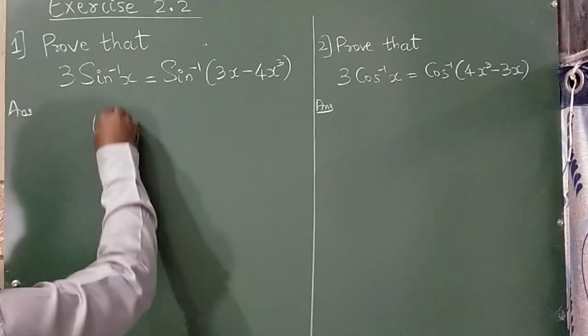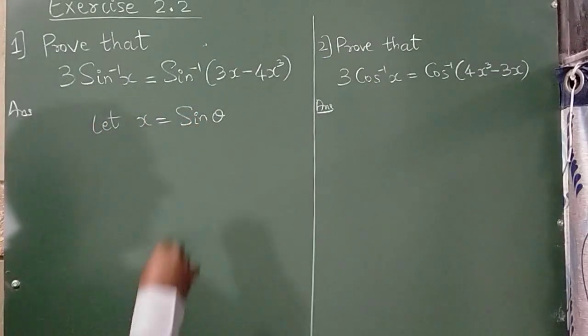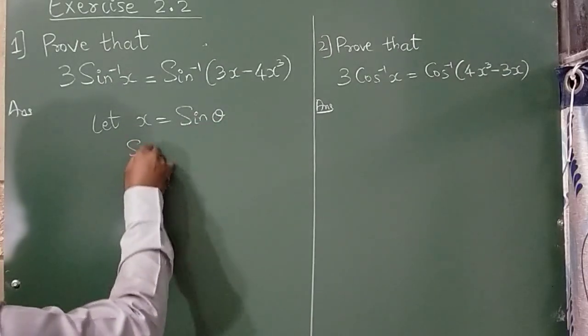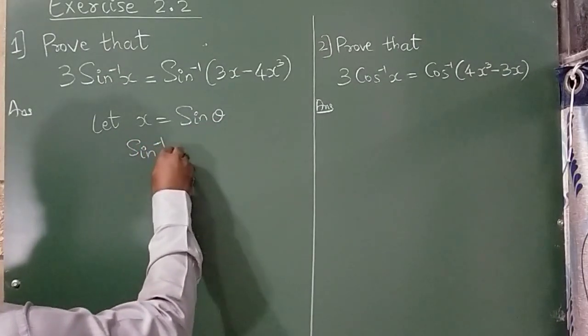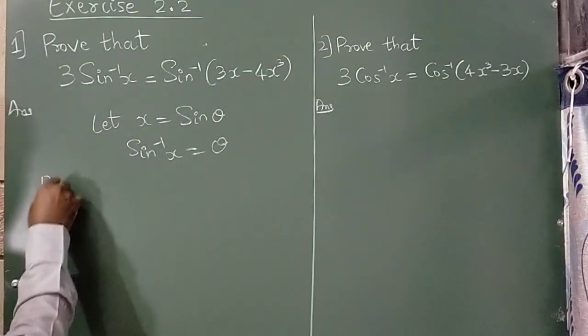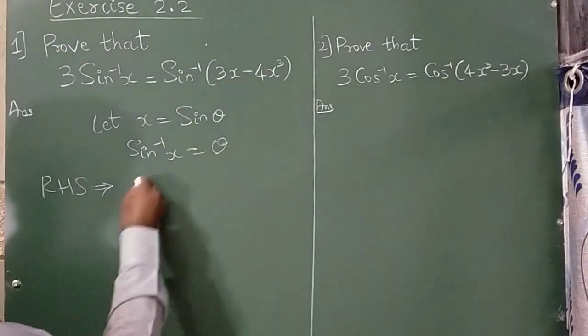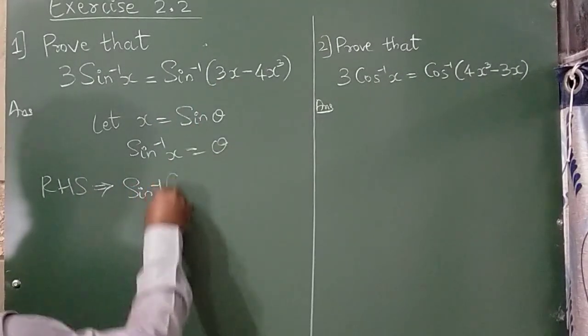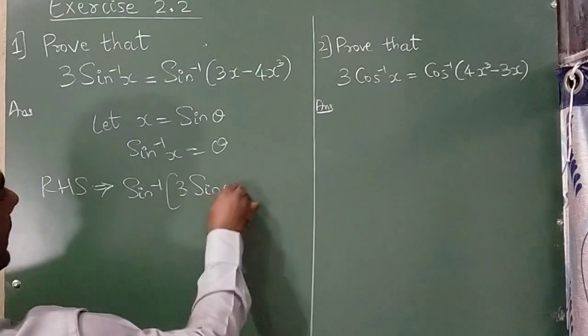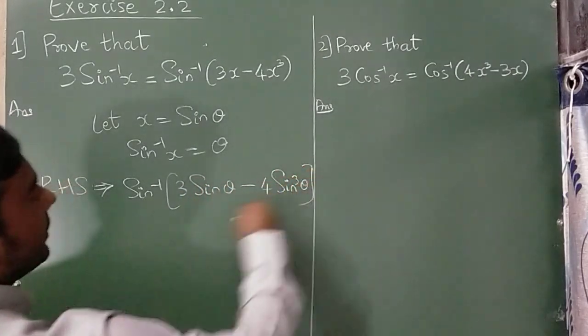So I'll consider x is equal to sine theta. Take this sine on the left hand side, it will become sine inverse of x is equal to theta. Now I am going to take the RHS part. Wherever there is an x, I am going to substitute sine theta. So sine inverse of 3 sine theta minus 4 sine cube theta.